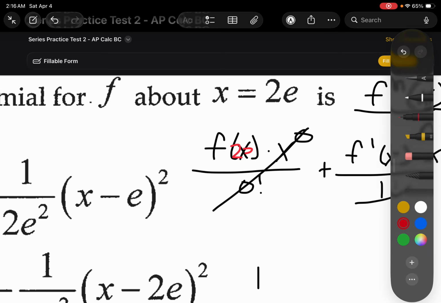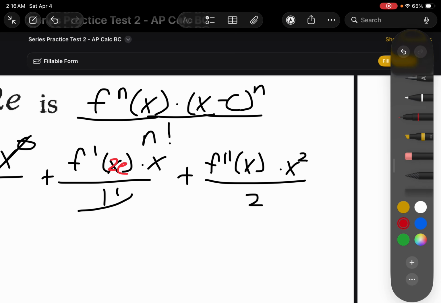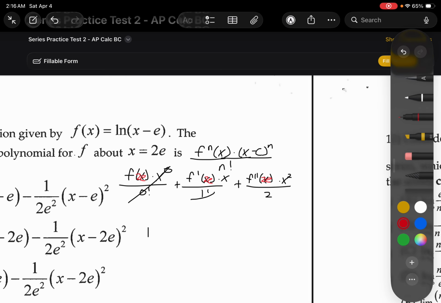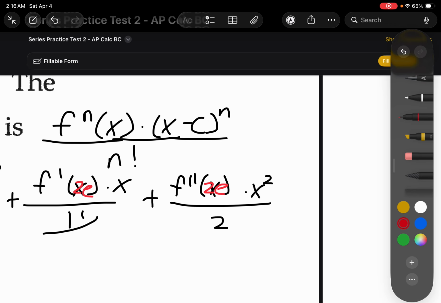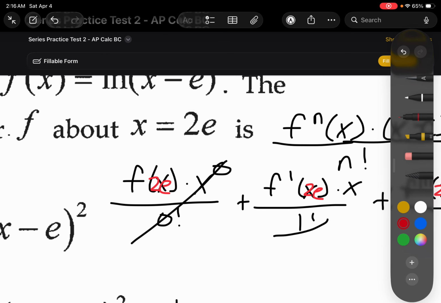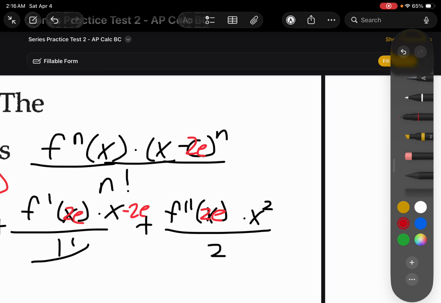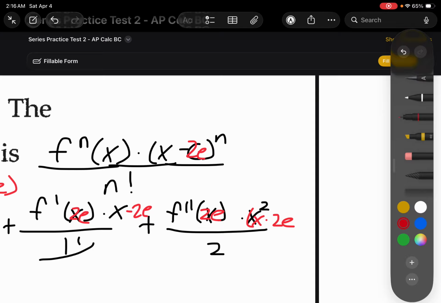So we're going to replace this with 2e, 2e, and then 2e. Oh, x is 2e, so x minus 2e. Apologies. So it's supposed to be x minus 2e, x minus 2e, and then x minus 2e squared. Alright.